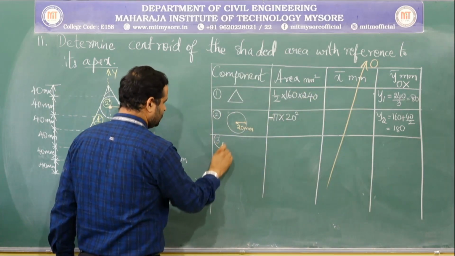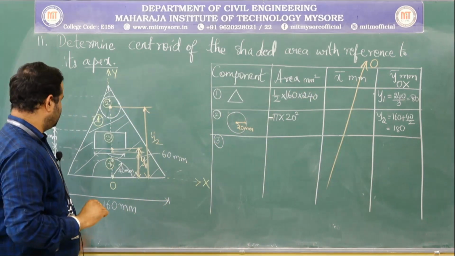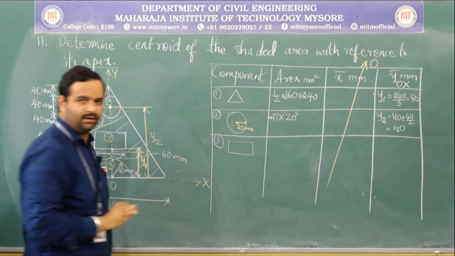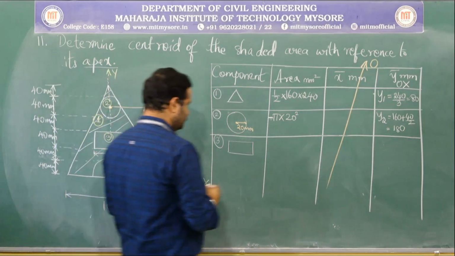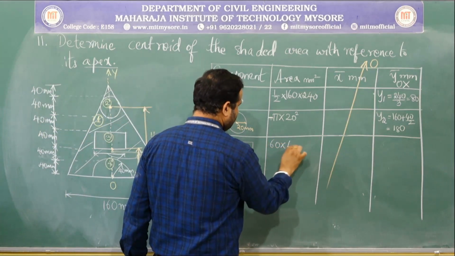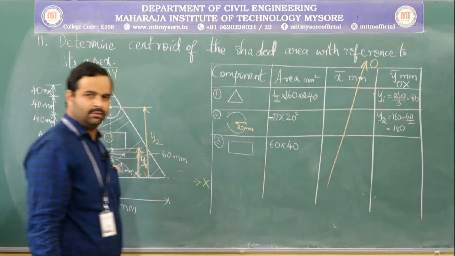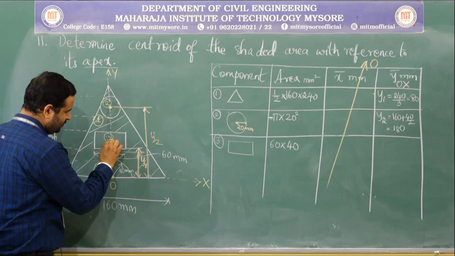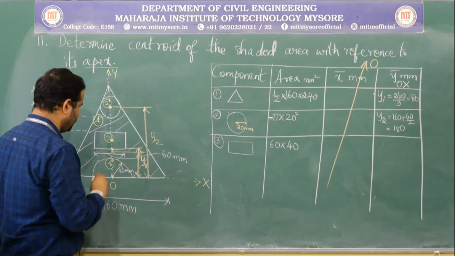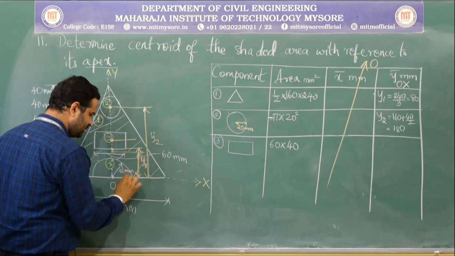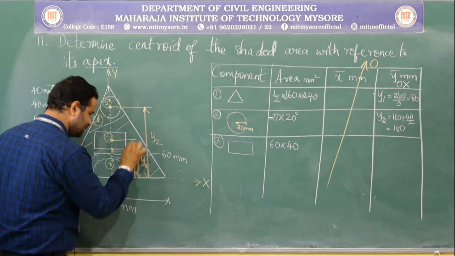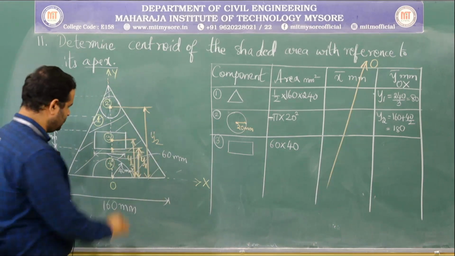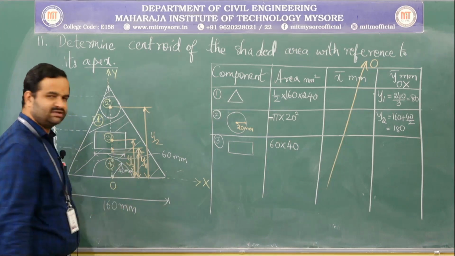Now, coming to the third component. Component 3 is the rectangle and its area is 60 into 40 mm square, no x component y. So, we had tried to locate its individual y, that is at this point, but it has to be measured with respect to this axis. So, this will be our y3. Okay. So, if this is y3, measure this.